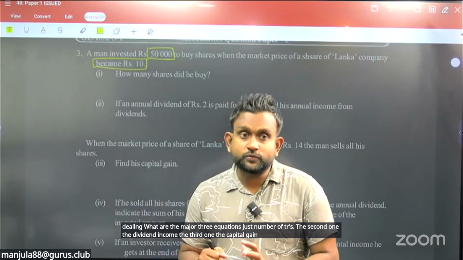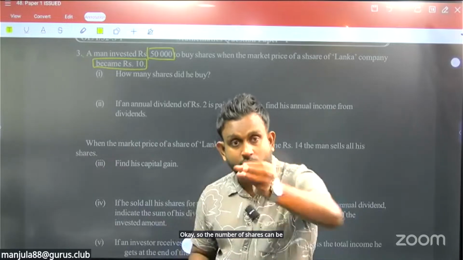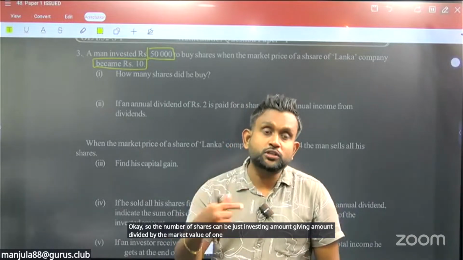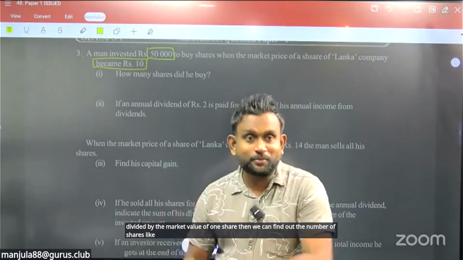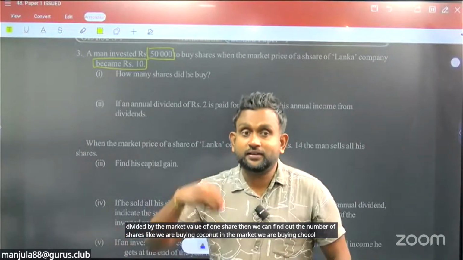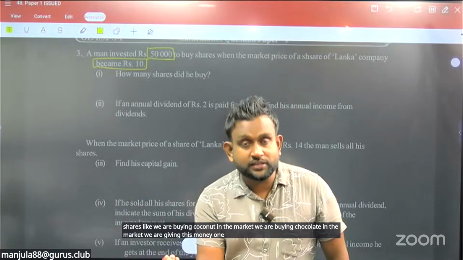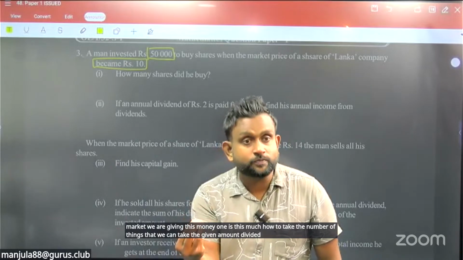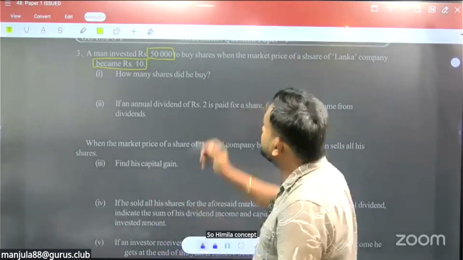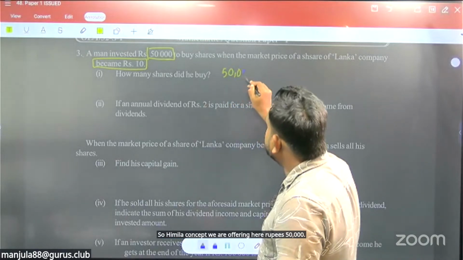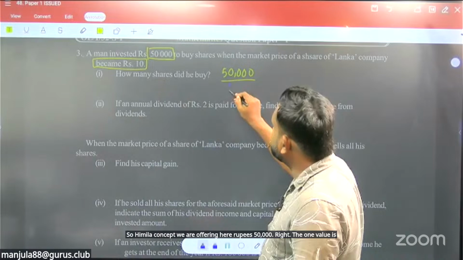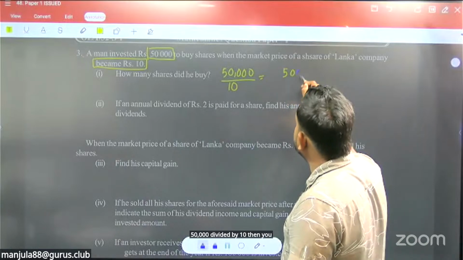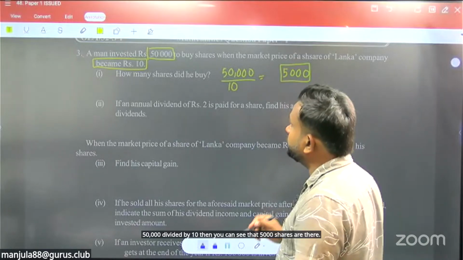The number of shares can be found by dividing the investing amount by the market value of one share. Like when we are buying coconut or chocolate in the market, we give money, and to find the number of things, we divide the given amount by the value of one. Similarly, here we are offering rupees 50,000, and one share value is rupees 10. Just divide: 50,000 divided by 10, so 5,000 shares are there.